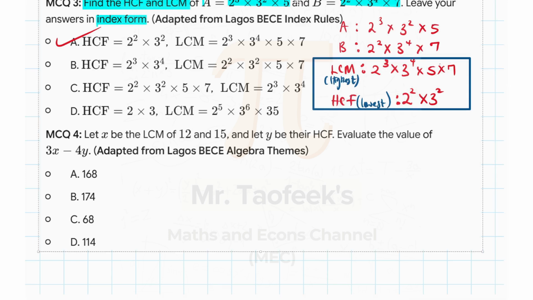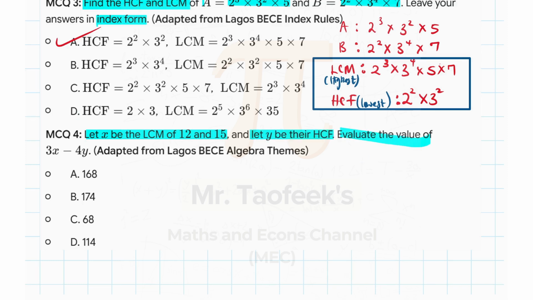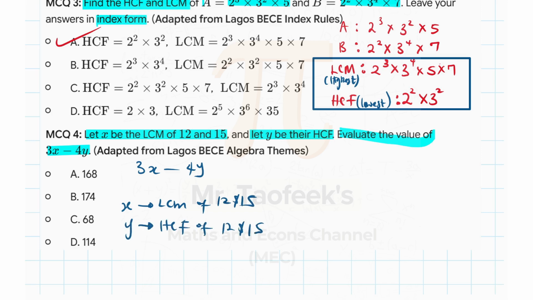This question says, let X be the LCM of 12 and 15, and let Y be their HCF. Evaluate the value of 3x minus 4y. Wow, this is beautiful. So we need to find 3x minus 4y. But then X is the LCM of 12 and 15, and Y is the HCF of, again, 12 and 15. Some of you were confused, but now you'll be like, oh, I can do this. It's easy. I know you can do it because Mr. Taufik has explained a bit of it, right?